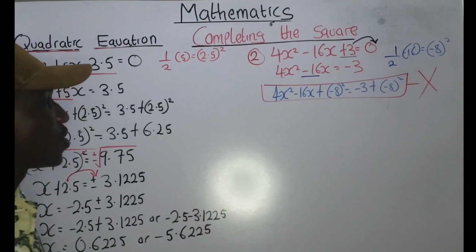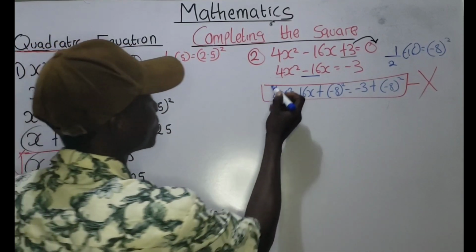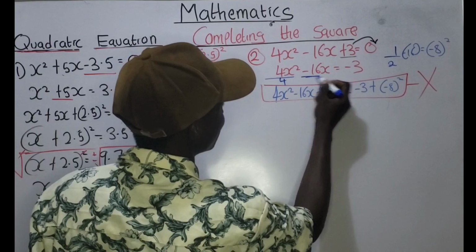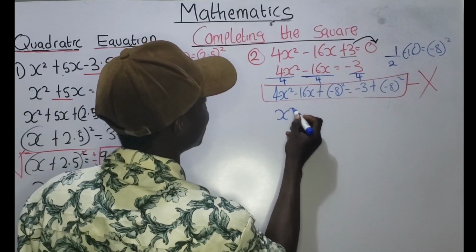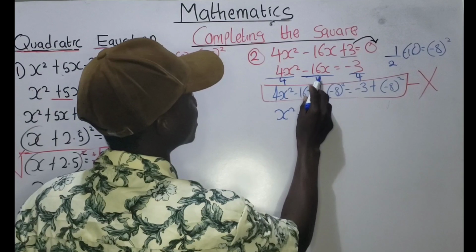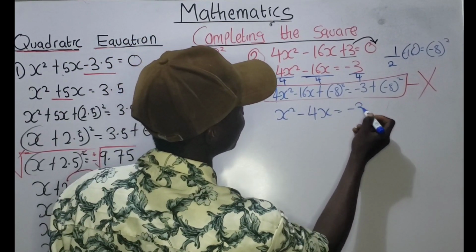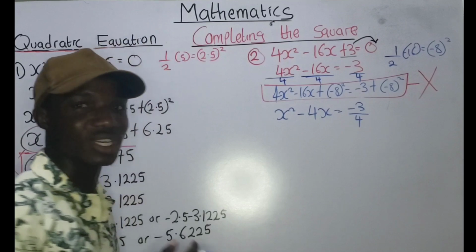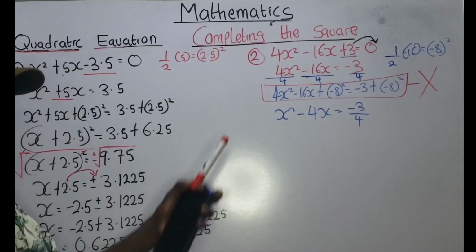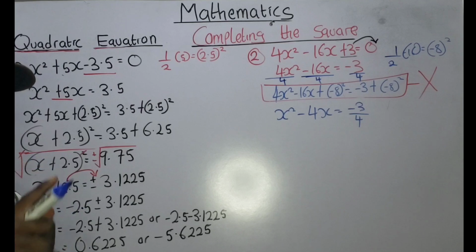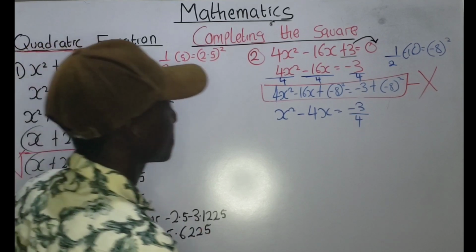You understand? So the next step is that we have to divide by the coefficient of x squared, which is 4. So this will be divided by 4, and this will be divided by 4, and this is divided by 4. You understand? So the equation becomes like this: x squared minus 16x divided by 4, that is minus 4x, equals to minus 3 over 4. Now, do you understand now? I intentionally don't cut this aspect because I want you to learn. Okay, so let's proceed here.